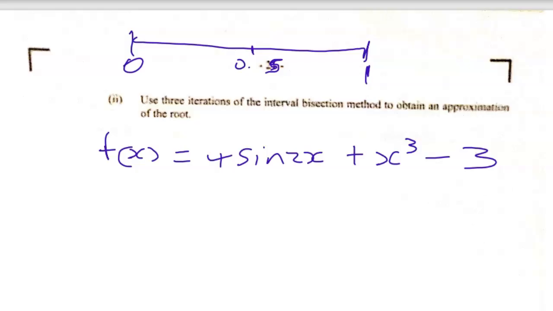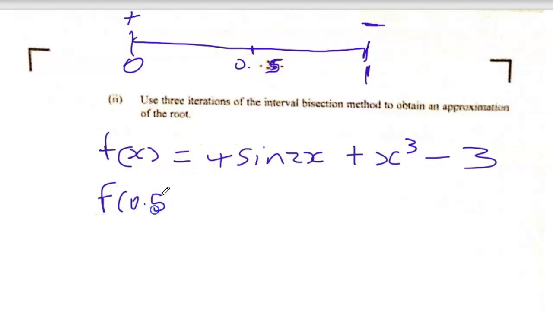So remember f of 0 was negative 3, and f of 1 was 1. So f of 0 was a positive value, f of 1 was a negative value. So we know the root lies between 0 and 1, which has a midpoint 0.5. So let us find f of 0.5.